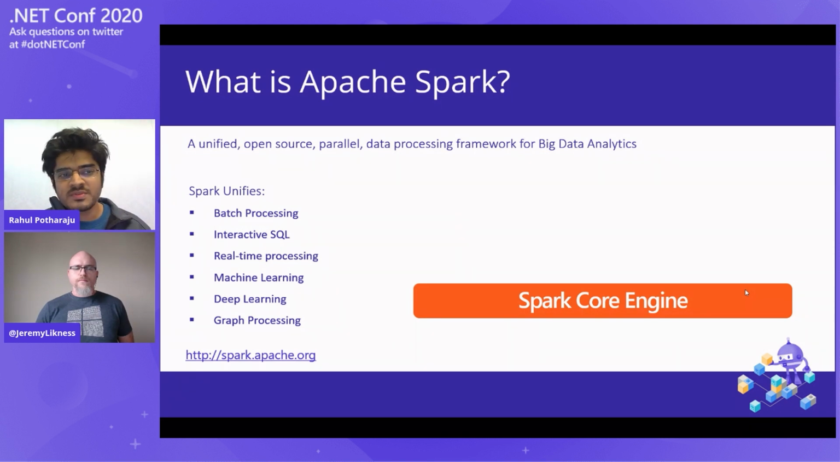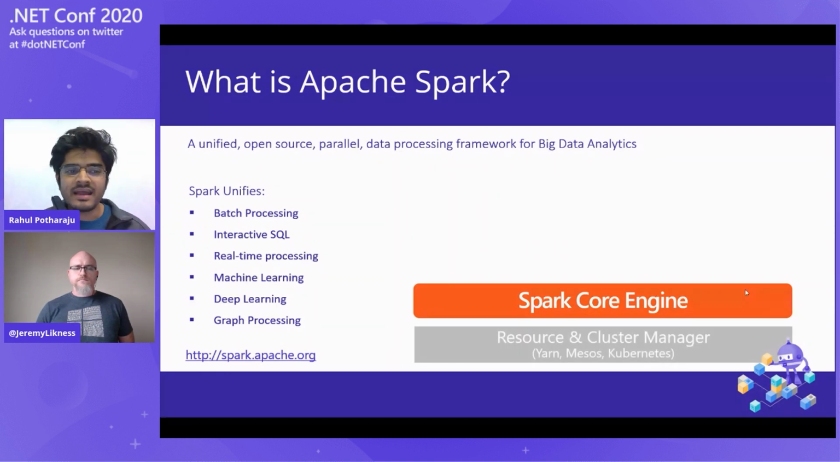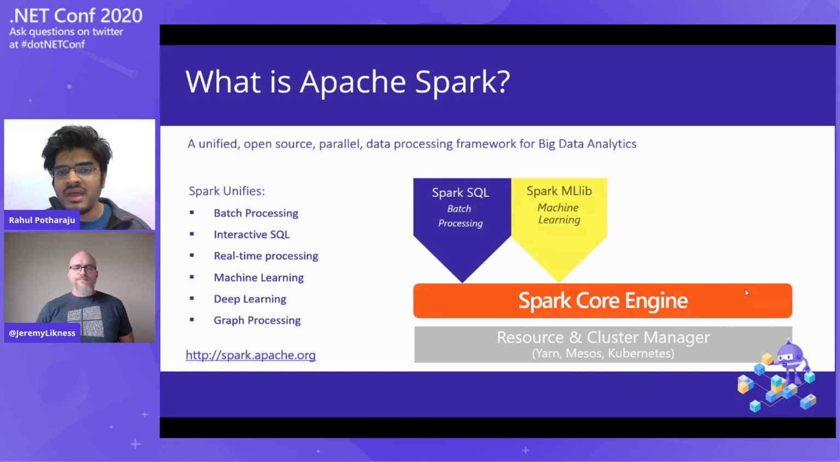One of the nice things with Spark is it comes with the Spark core engine, which attempts to unify batch processing and interactive SQL. It does real-time processing. It also allows you to do things like machine learning, deep learning, and graph processing. All of this works seamlessly in the form of different libraries built on top of this Spark core engine. That way, once you learn something, you can use the same knowledge to do anything inside Spark.